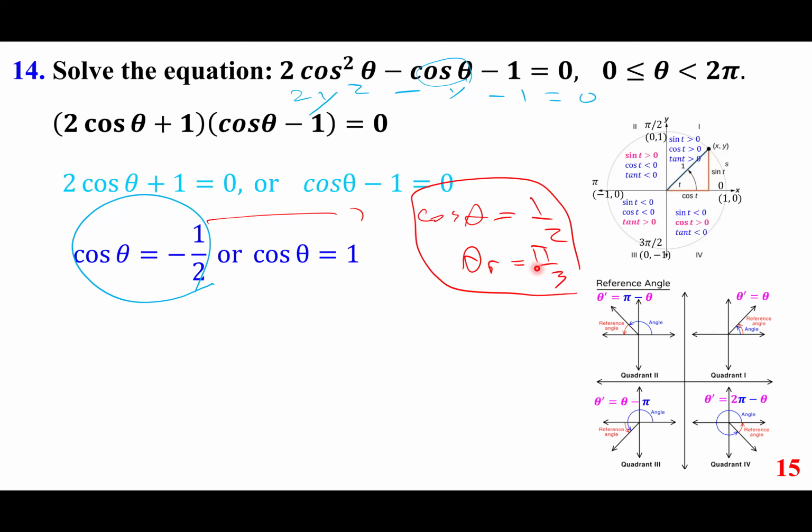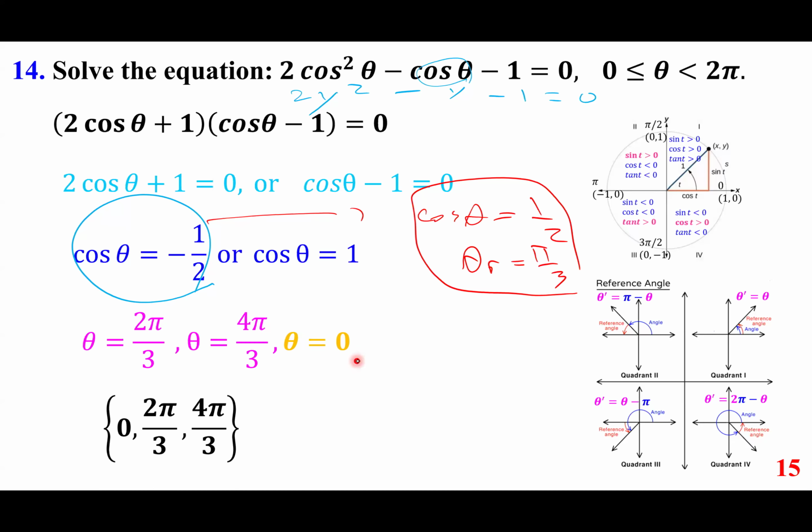So pi minus this, and pi plus this in the third quadrant, okay? My apologies, third quadrant, because cosine is negative in the second and the third quadrant. So pi minus pi over 3, second quadrant, is 2 pi over 3. Pi plus pi over 3 is 4 pi over 3. And as I mentioned, this is 0, and that's the list. Very straightforward.